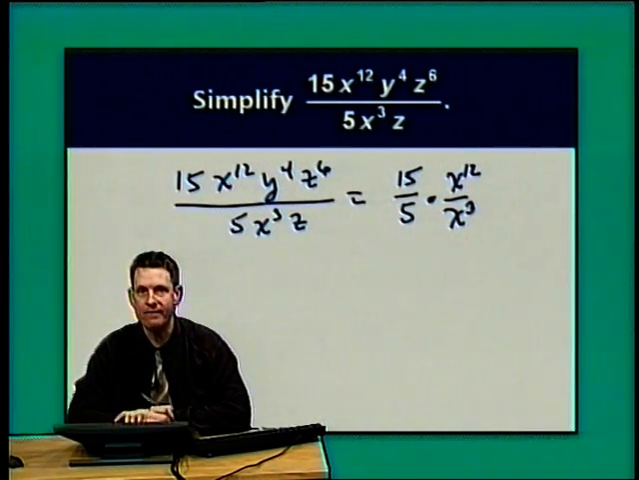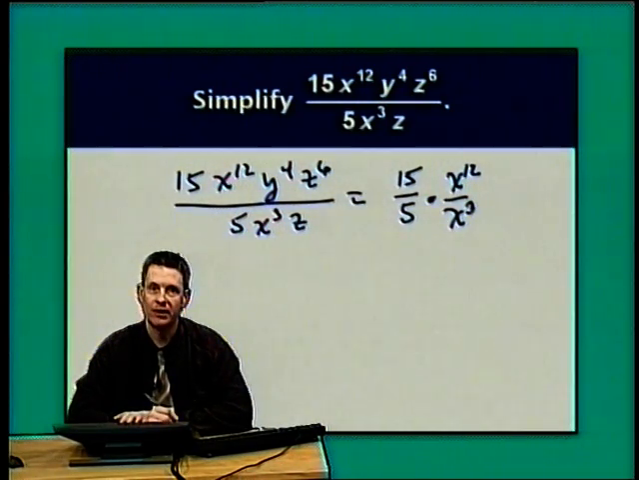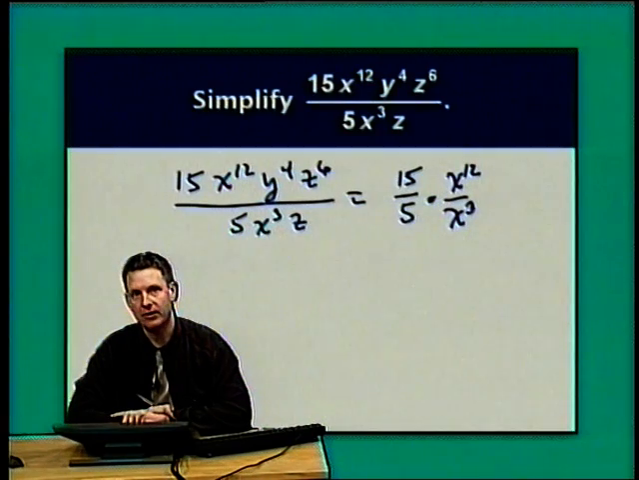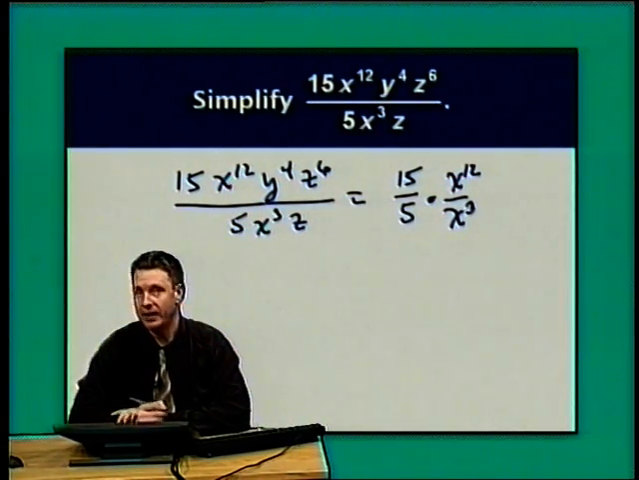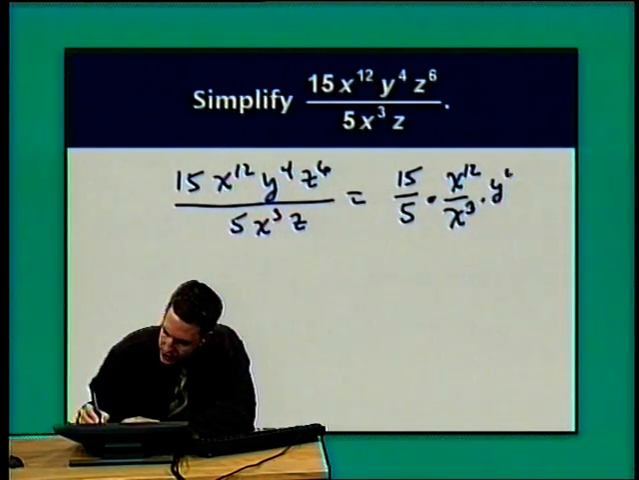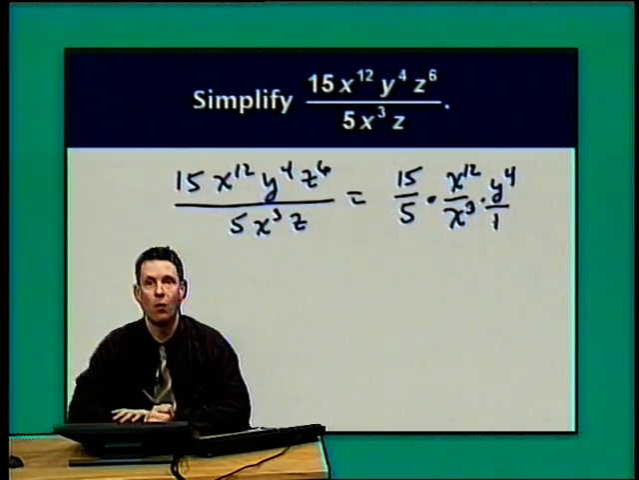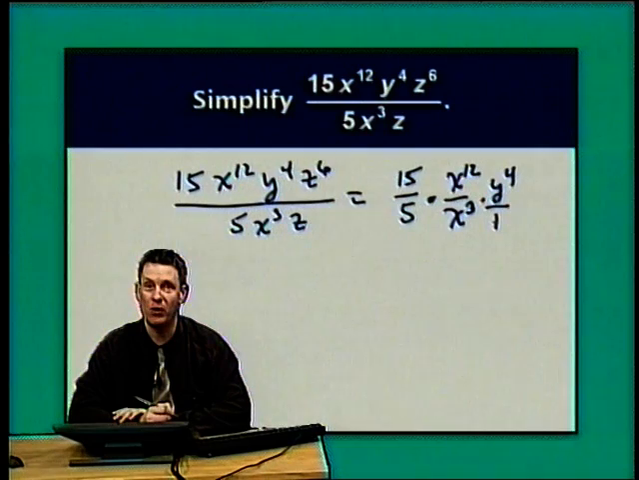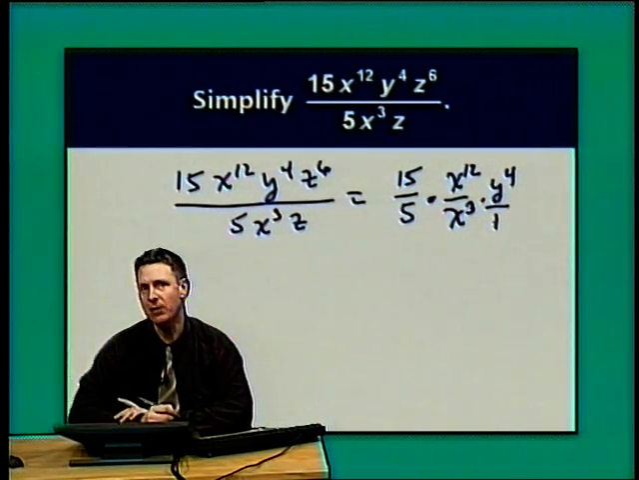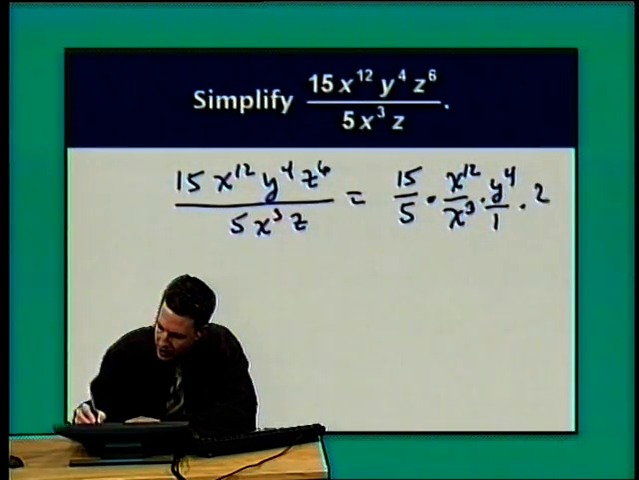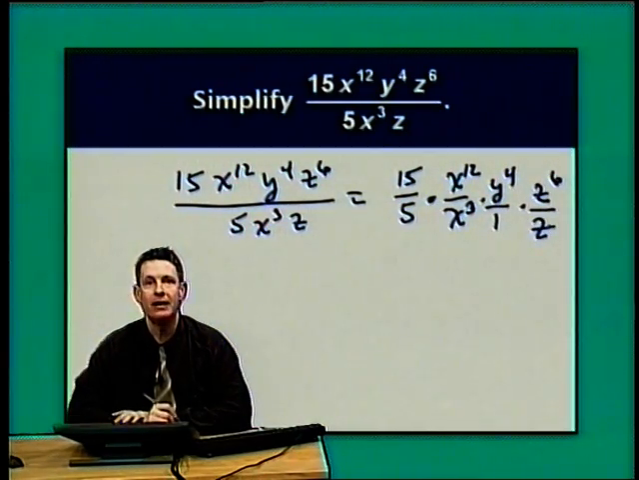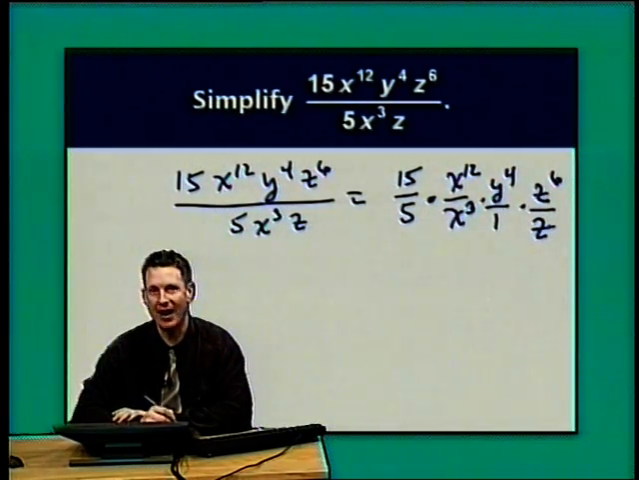How about our y factors? Well, there's a y factor in the numerator. There is no y factor in the denominator. But if I want to write this as a fraction, all I need to do is introduce a denominator of 1, because y to the 4th divided by 1 is equivalent to y to the 4th. And then we have our z factors, which are z to the 6th divided by z. Now let's go ahead and simplify every one of these mini fractions in our product.